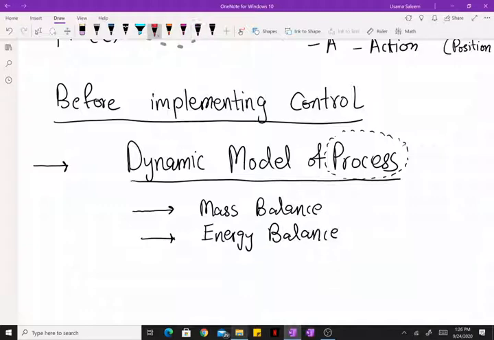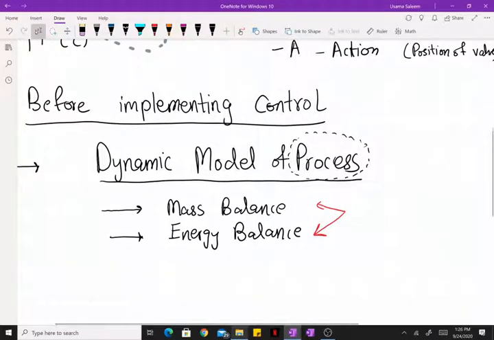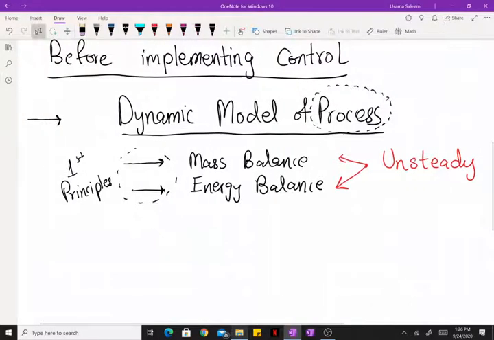Now the caveat with these two is that so far, in your chemical engineering curriculum, you've been used to writing steady state mass balances and steady state energy balances. We're going to switch that now. In order to have a dynamic model, you need unsteady mass and energy balances. So these two are going to be your bread and butter, your first principles that will be applied to virtually every process that you're trying to model in chemical engineering.